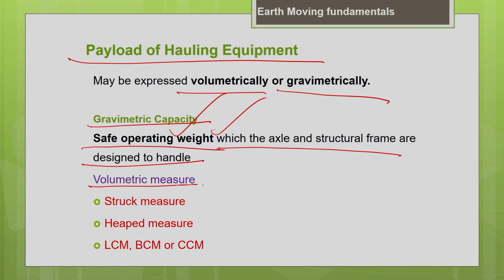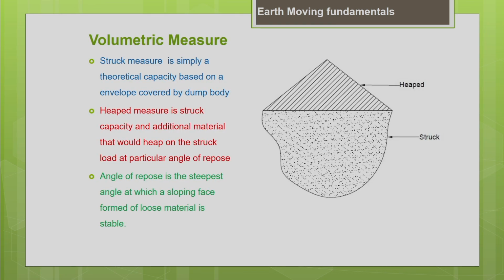Next is volumetric measure. How do we express the capacity of the machine on a volumetric basis? There are certain terminologies which I am going to introduce: the strut measure, heap measure, loose cubic meter, bank cubic meter, and compacted cubic meter. These are the different terminologies we use related to volumetric measure. We'll see what each of these is, one by one, in the upcoming slides.